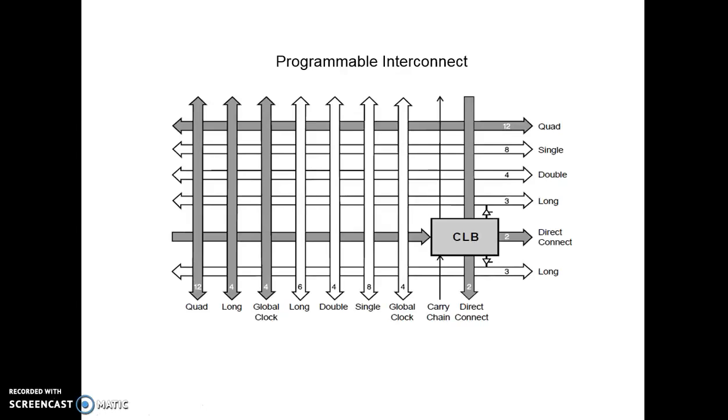Programmable interconnect. The number on each arrow indicates the number of wires in that signal path. The 4 wires in the group labeled global clock are optimized for use as clock inputs to the CLBs, providing short delay and minimal skew.